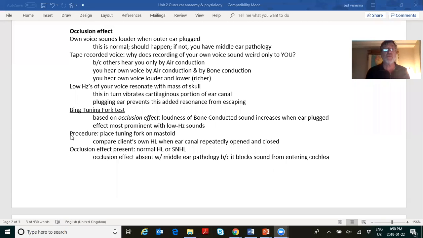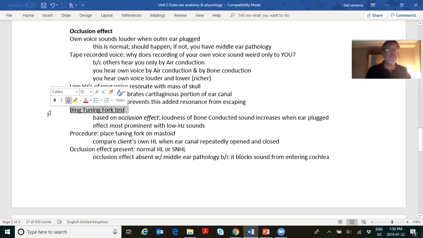Okay, so that was listed here. And there's a tuning fork test called the Bing tuning fork test. I'll show it to you, and it demonstrates the occlusion. Here's what doctors do when they're checking to see if you've got a problem. Here's a tuning fork. If I vibrate it and put it on the mastoid bone, that hard bone behind my ear, I can hear by bone conduction.